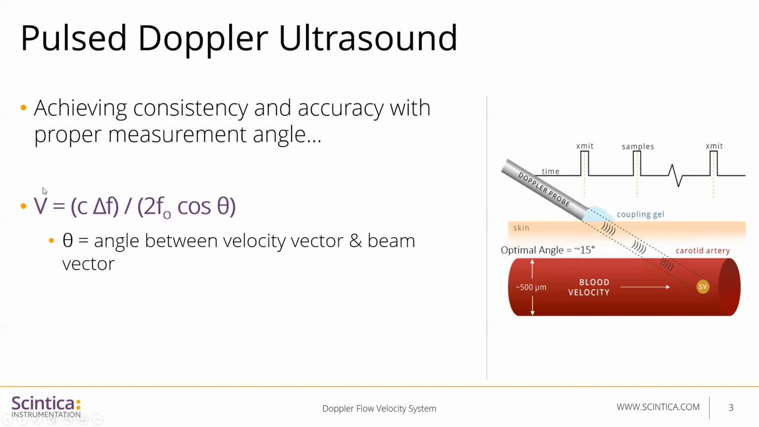Now in the software, there is an angle correction that can be applied, but as this angle gets past 15 or 20 degrees, then we introduce a lot more error into the measurements that we're doing. So best practice is to have as small of an angle as possible when doing Doppler imaging or Doppler analysis, and keeping that consistent between your measurements.